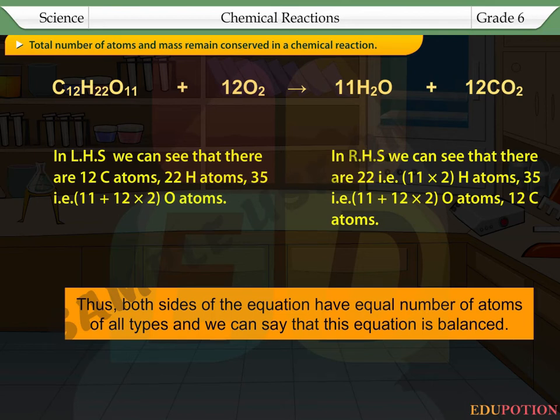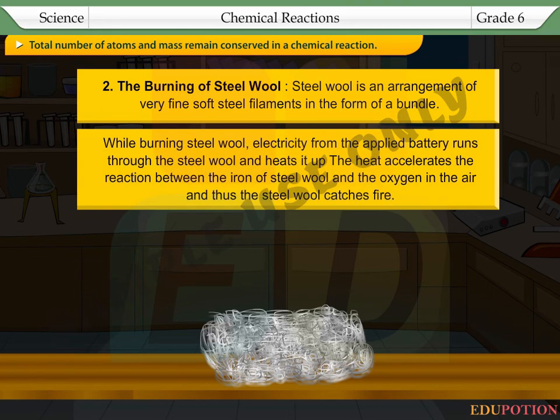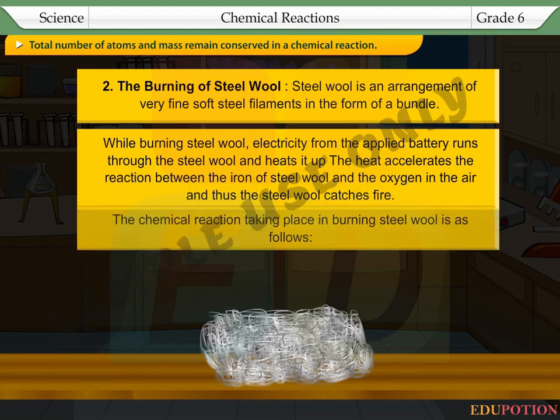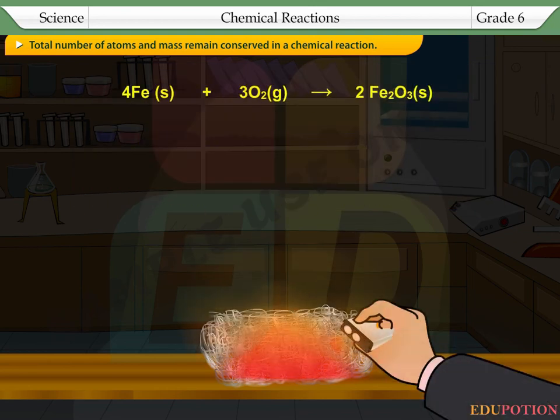The second is the burning of steel wool. Steel wool is an arrangement of very fine, soft steel filaments in the form of a bundle. While burning steel wool, electricity from the applied battery runs through the steel wool and heats it up. The heat accelerates the reaction between the iron of steel wool and the oxygen in the air, and thus the steel wool catches fire.